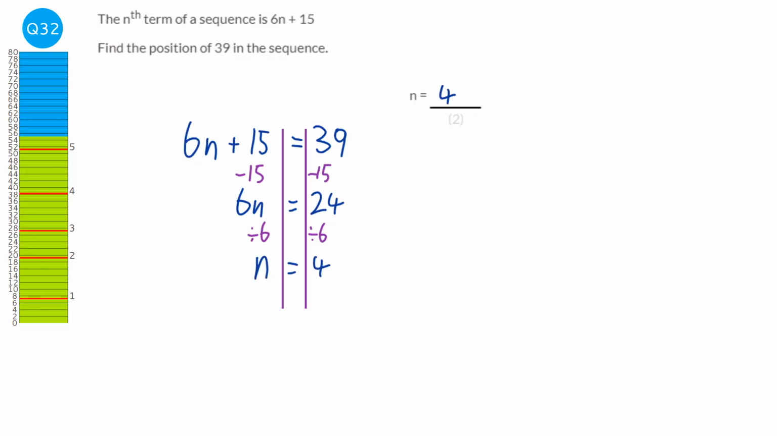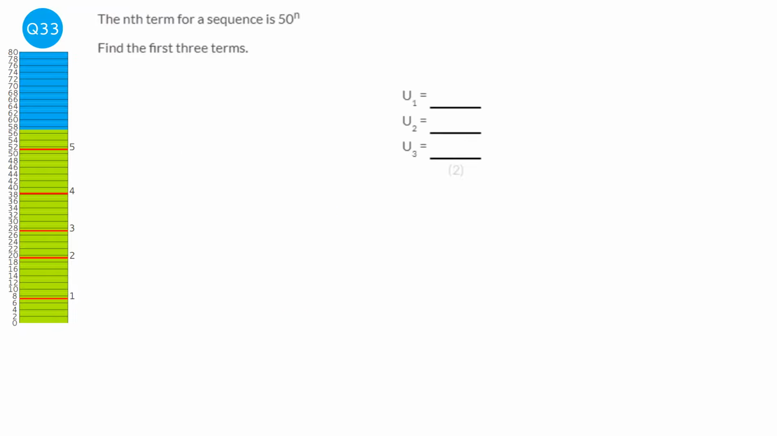And you could write it out. You could put n equals 1, n equals 2, n equals 3. Just keep going till you get to 39. Or we can do the method we've just done, which is solving it. So the first term will be 50 to the power of 1. Anything to the power of 1 is just itself, so that will just be 50. The next one will be 50 squared. So that's going to be 50 times 50, which would be 5 times 5 times 10 times 10. 25 times 100, which would be 250.